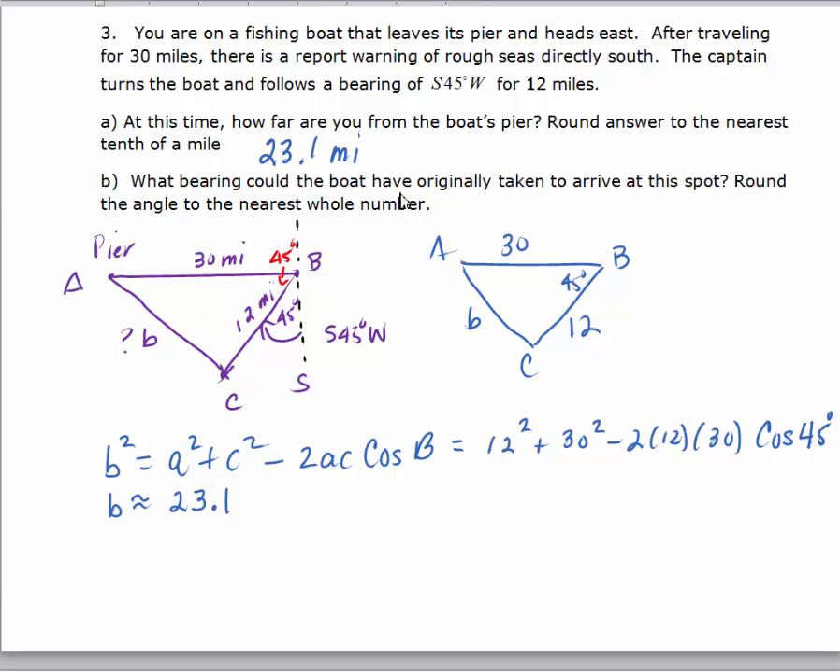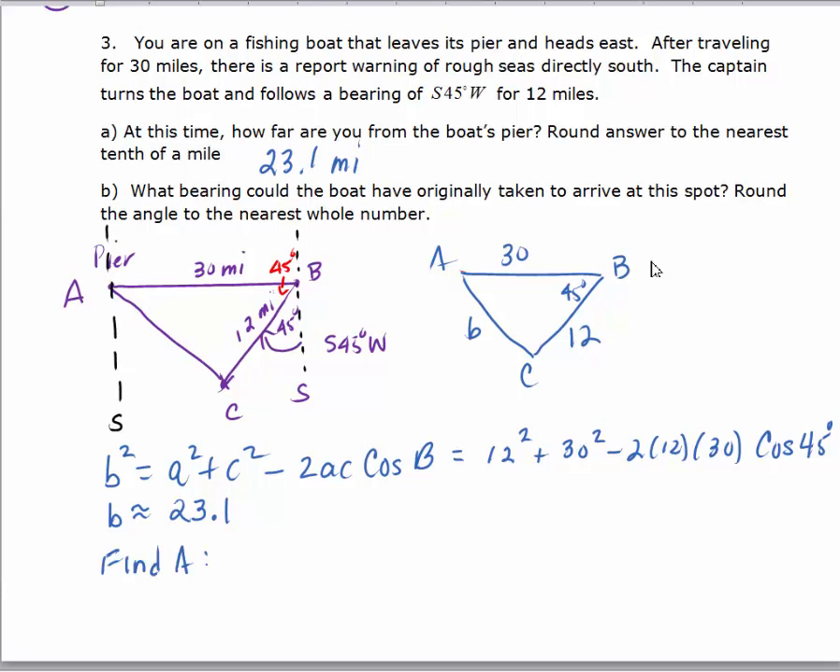Now it's our job to figure out, it says, what bearing could the boat have originally taken to arrive at this spot. Round the angle to the nearest whole number. And so what we really want to figure out is what's the bearing from the pier to the boat. So I'm going to draw in a north-south line. So we want to find angle A, and that will help us figure out what the bearing is. And we'll find angle A using the law of sines. So we now know that B is equal to 23.1.